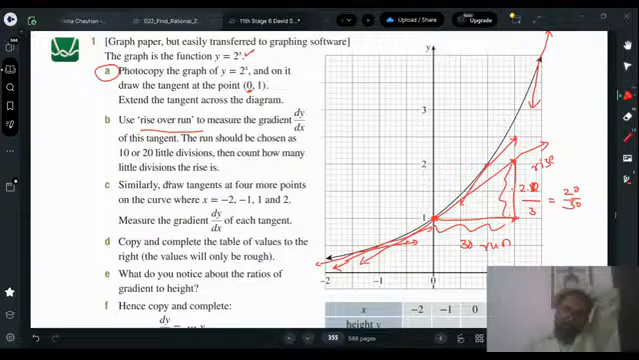So he asked to plot the slopes, tangents at -2, -1, 1, 2. Measure the gradient dy by dx for those lines also. Which scale do you have to use? Take a graph paper and draw the tangent lines, then evaluate their slopes. Copy and complete the table of values to the right. The values are only given roughly.